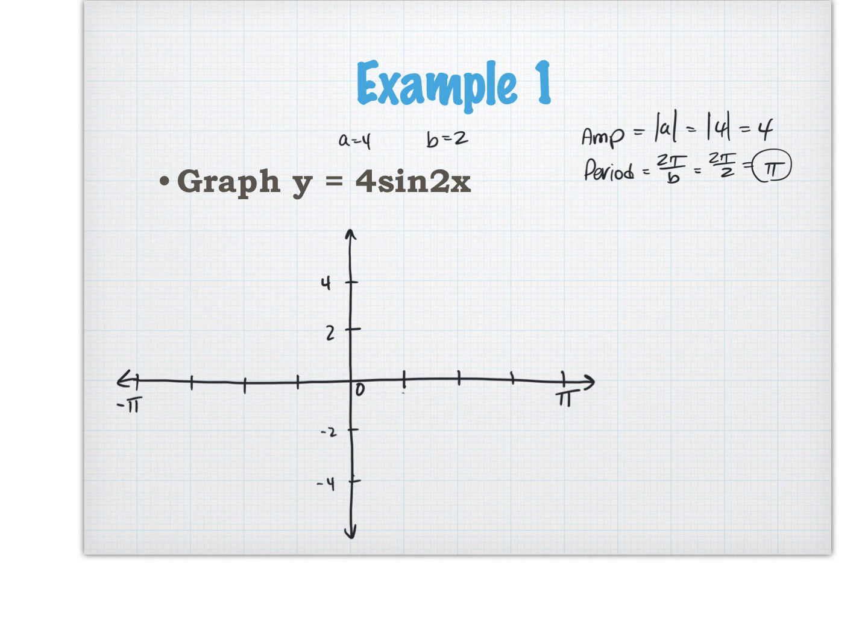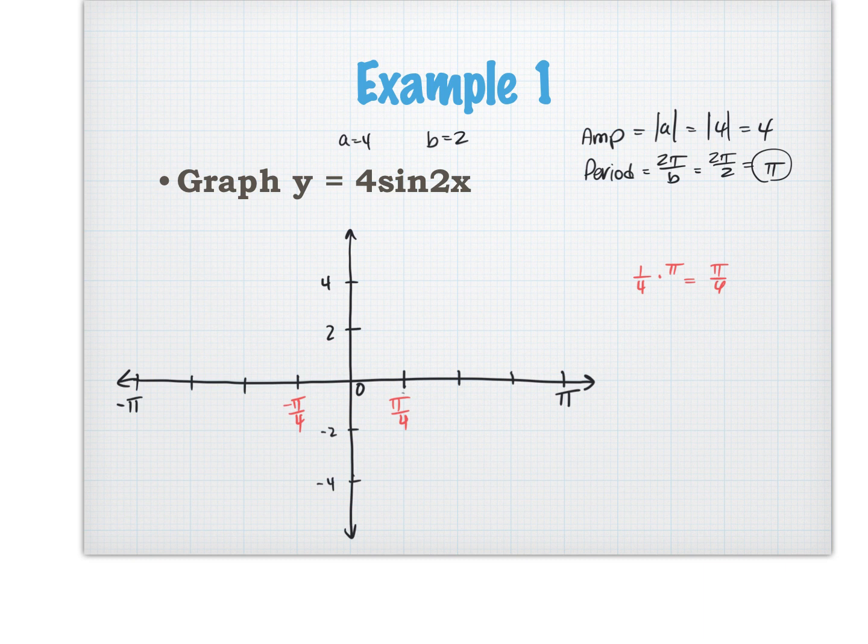And now I have to figure out these quarters. How I'm going to do it is I'm going to find my first quarter, which is a quarter of whatever the period is, which is pi. So a quarter times pi is pi over 4. So I know this is pi over 4, and this one would be negative pi over 4.